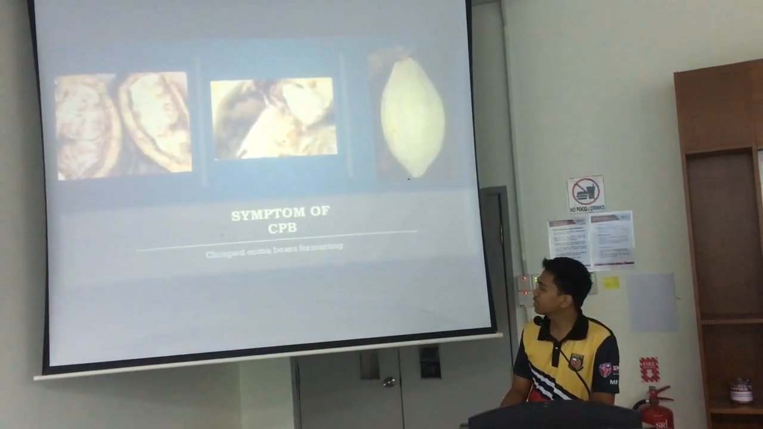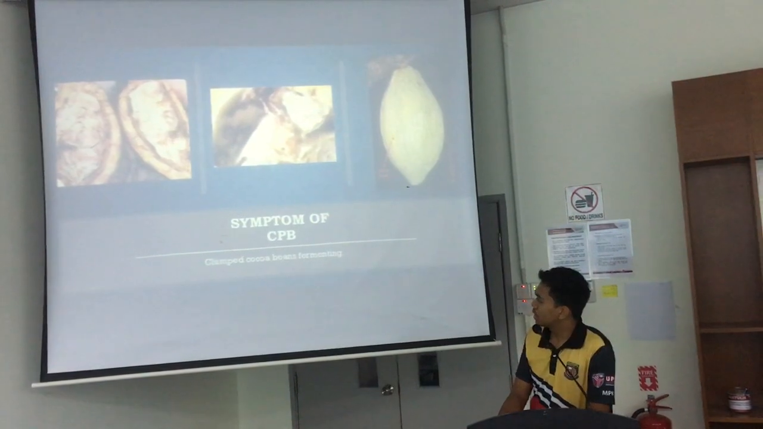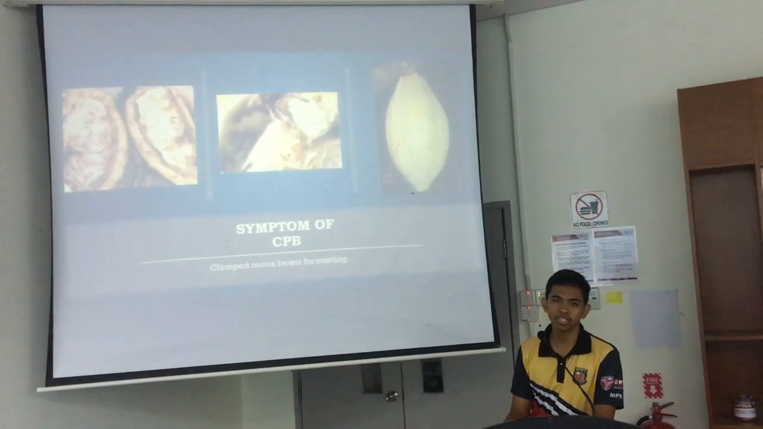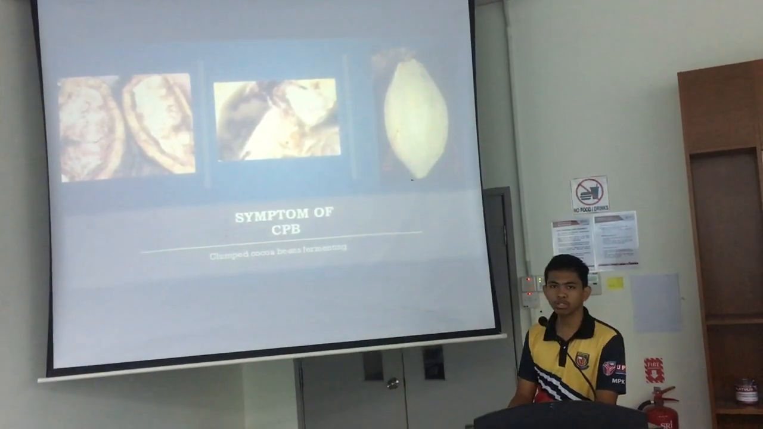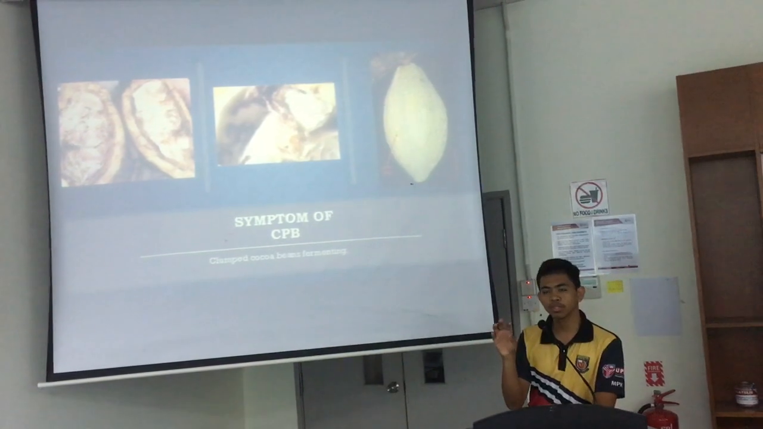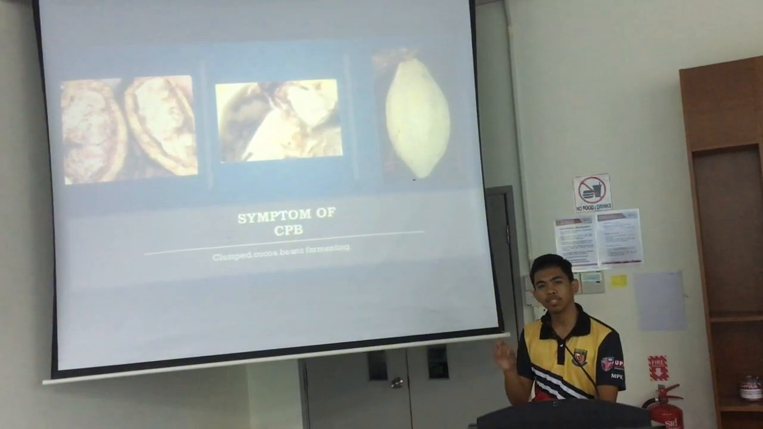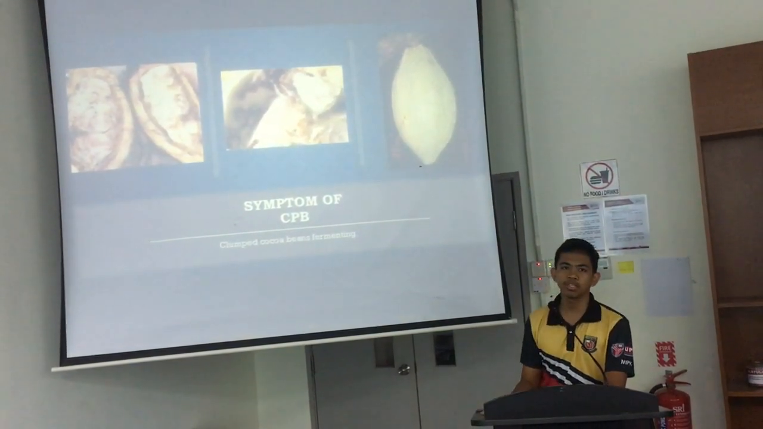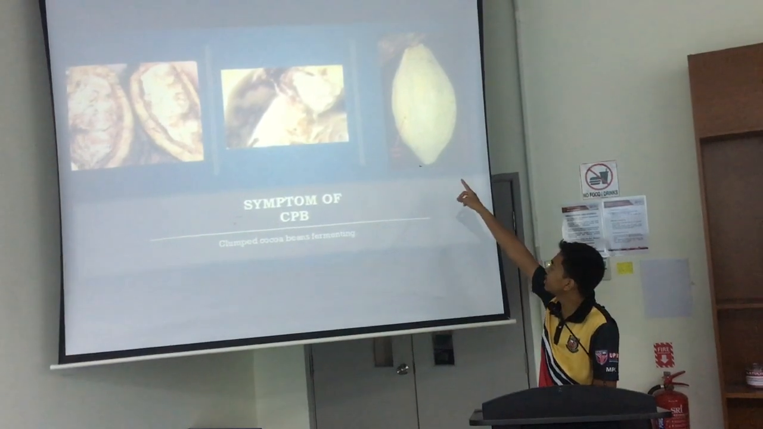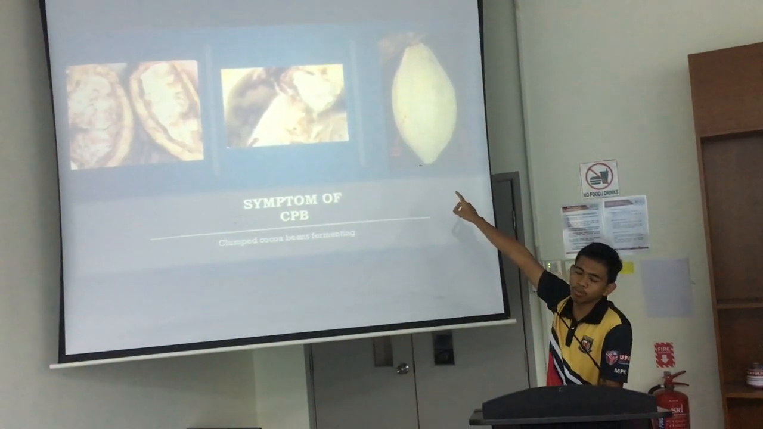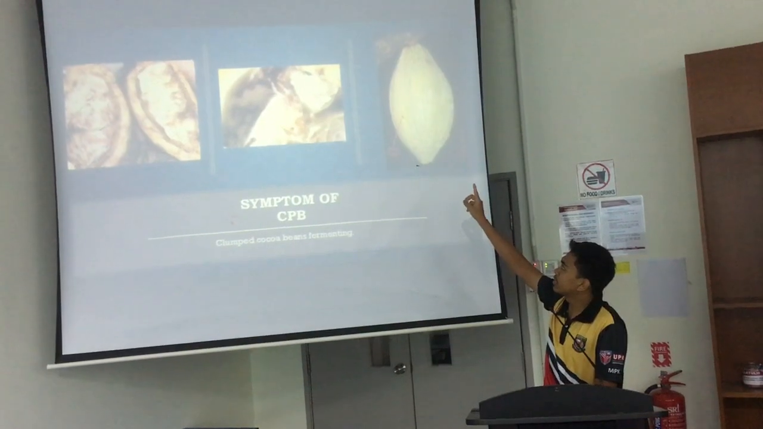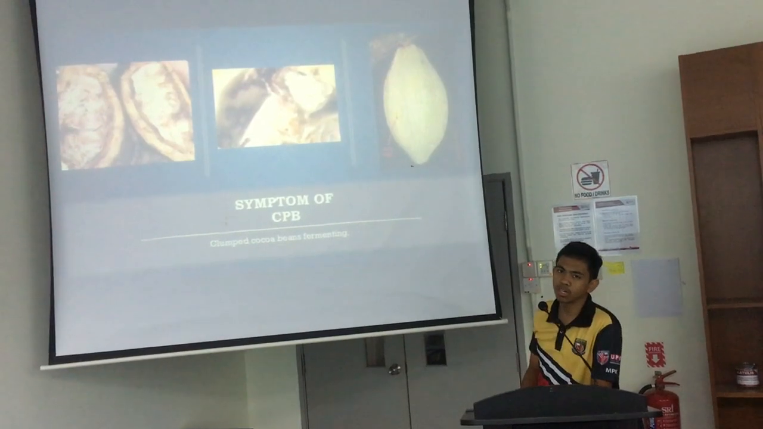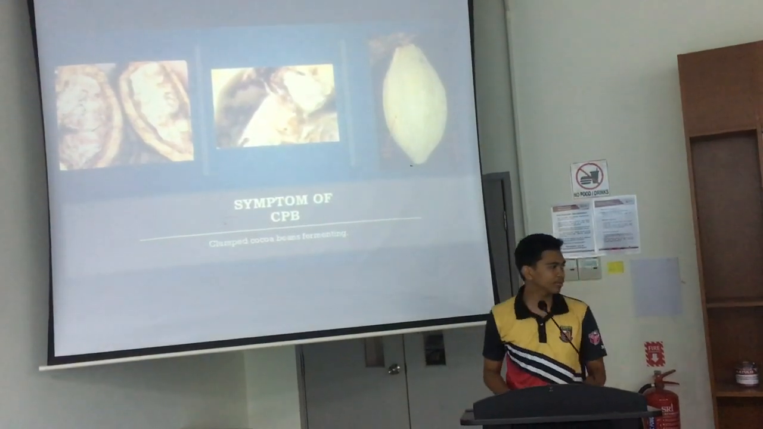Next. The other symptom of cocoa pod borer is that the cocoa beans are clumped together. Usually in a cocoa pod you can see the beans are segmented, but if infected by cocoa pod borer, the beans are clumped together. You can see in this picture there is a tiny hole in the cocoa pod. If you see this hole, you can predict that it is being attacked by CPB. Then I would like to call my friend.